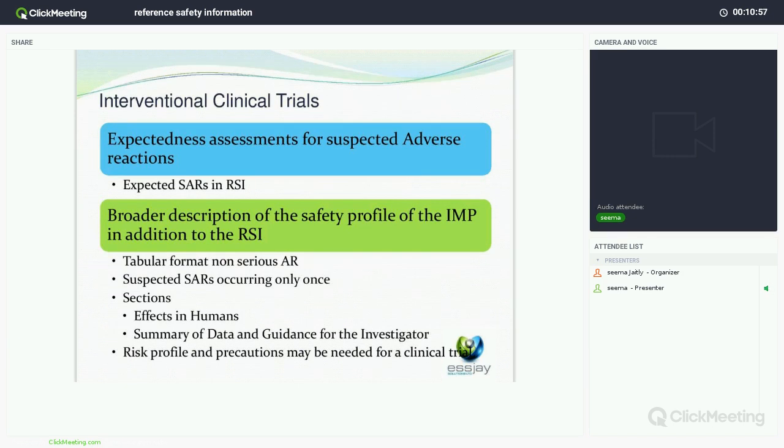And you would normally present this information in either the effects on humans section or the summary of data and guidance for the investigator. It should also be clear, though, for the investigator what the possible risks and adverse reactions are, and if any specific tests or observations and precautions are required with regards to the clinical trial, that should be documented as well.